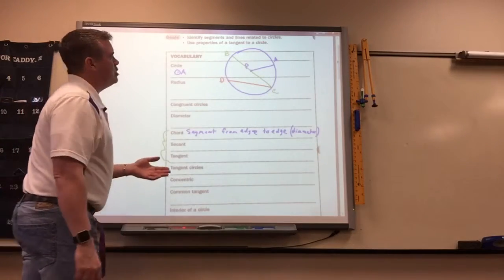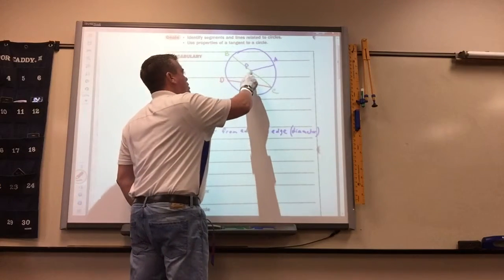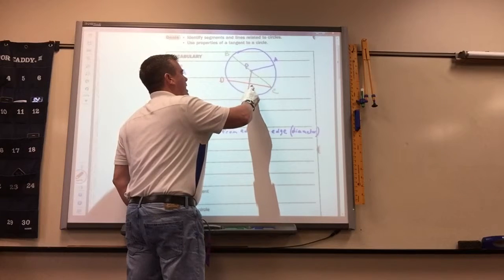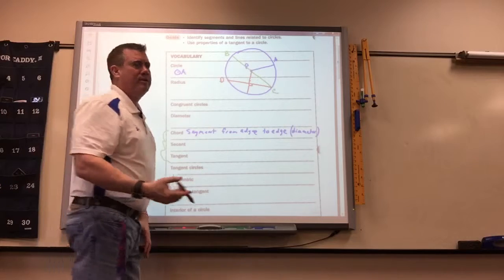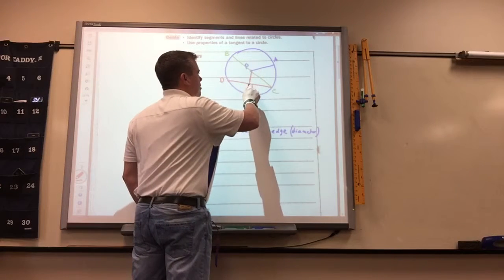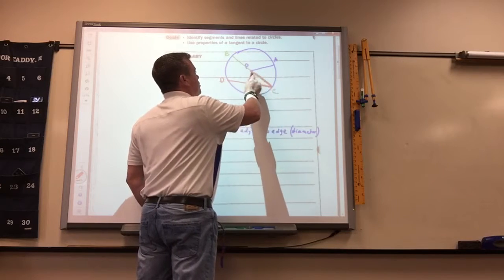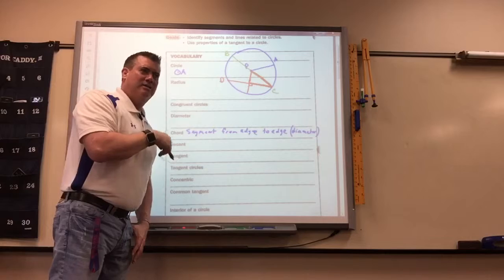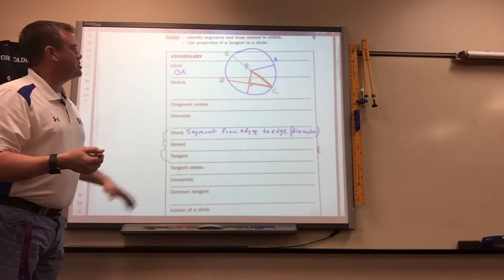What we're going to end up doing with chords is, if you drew a radius through the chord, it forms a 90. Right? So eventually, what does this form right here? So yes, we're not done with right triangle stuff. There's more right triangle stuff in circles. That's a weird cut.